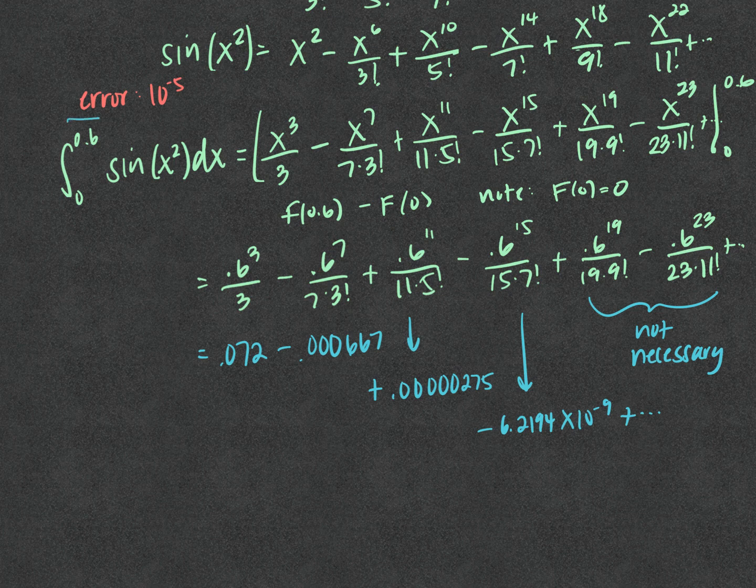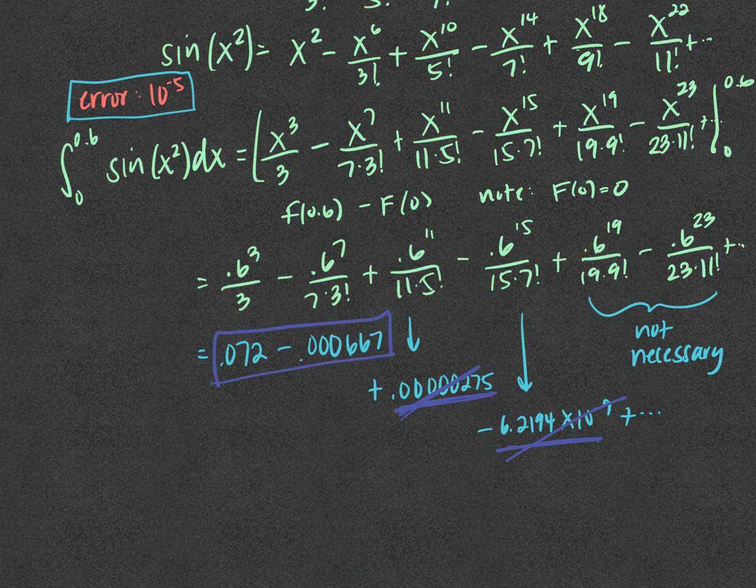So remember our error is 10 to the minus 5. When we look at this number way out here, it is 6.2194 times 10 to the minus 9th. That is not going to affect that sum. It is way too small. This number, the one before it, is actually times 10 to the minus 6, so it is smaller than our error. So our answer is the combination of these two terms.